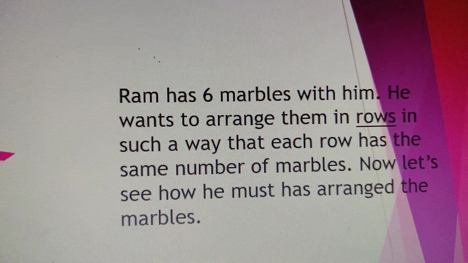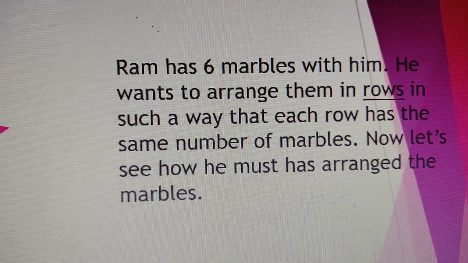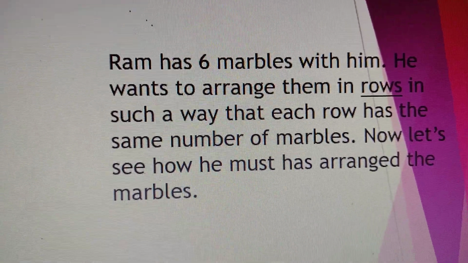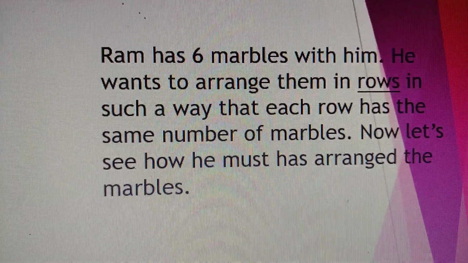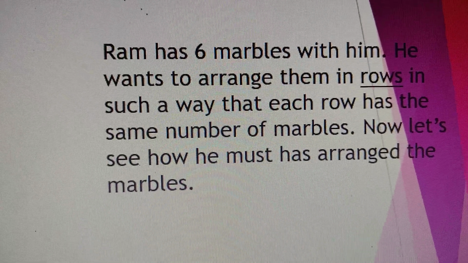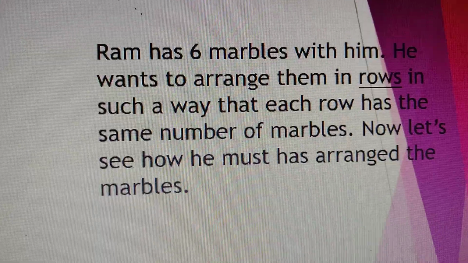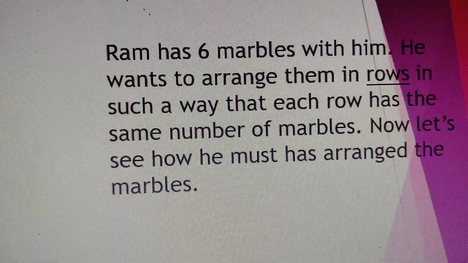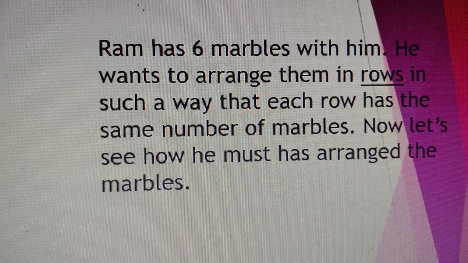Now see, Ram has 6 marbles with him. He wants to arrange them in rows in such a way that each row has the same number of marbles. That is, if one row has 2 marbles, then the other row will also have 2 marbles. Now let's see how Ram has arranged the marbles.